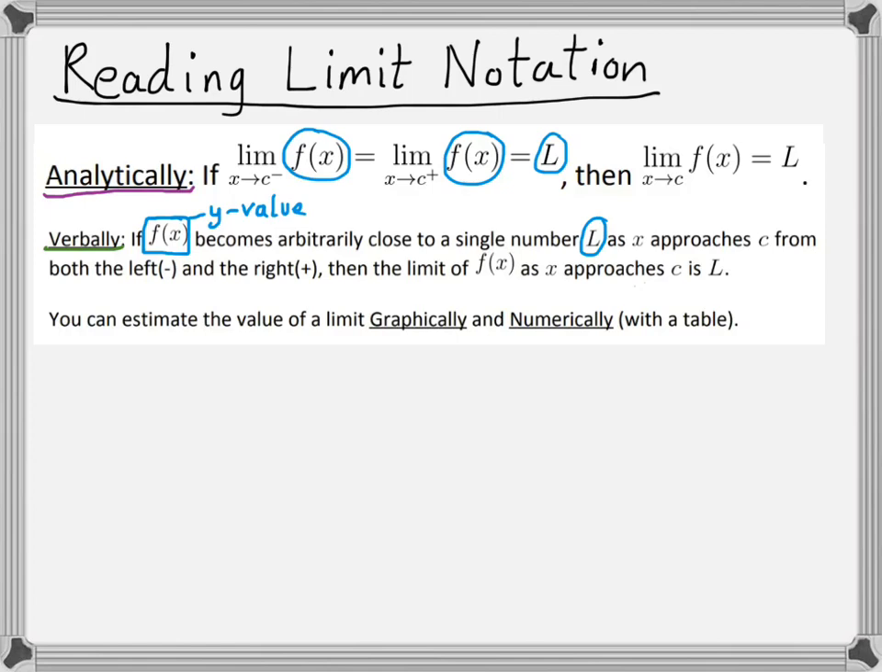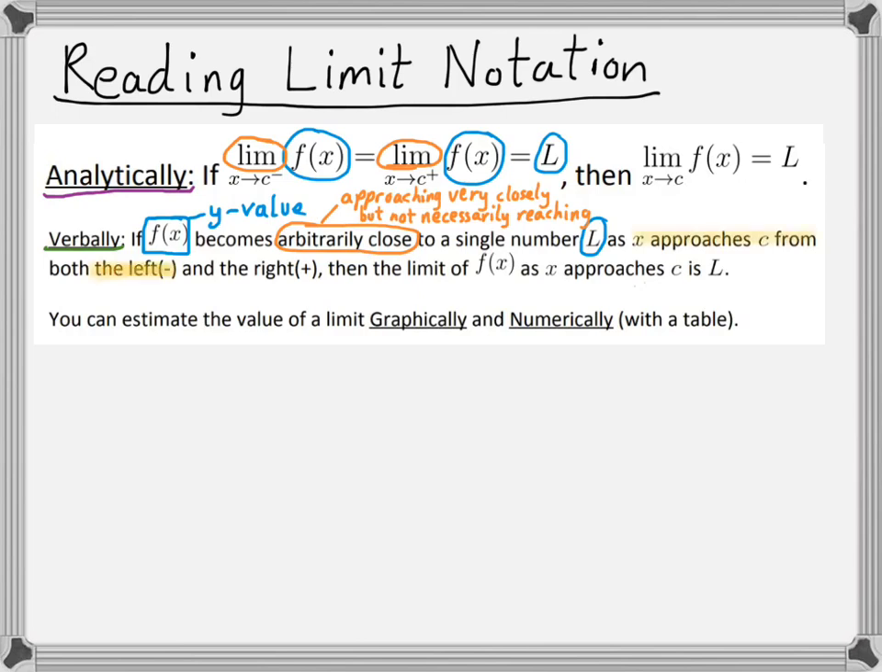Now, when we say f of x is becoming arbitrarily close, what that means is that it's approaching that value very closely, but it's not necessarily reaching it. It might reach it, it might not reach it. You can think in terms of asymptotes and things like that, where you've encountered this concept before. So f of x is approaching very closely to this number L, and that's the limit part. That's what the limit means, getting arbitrarily close.